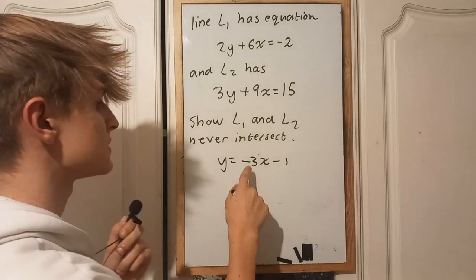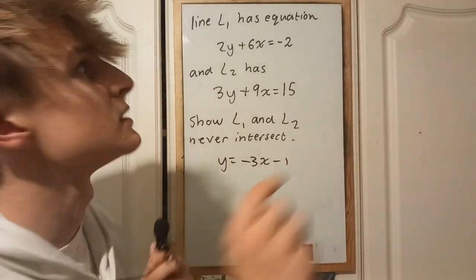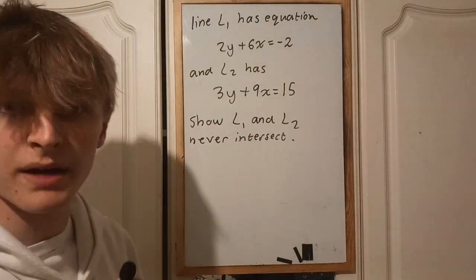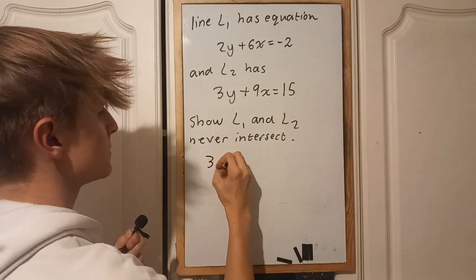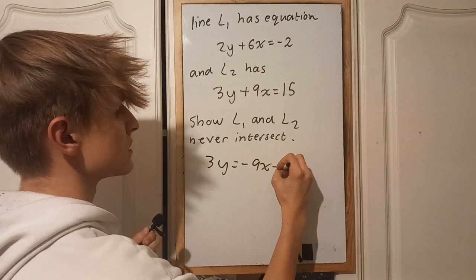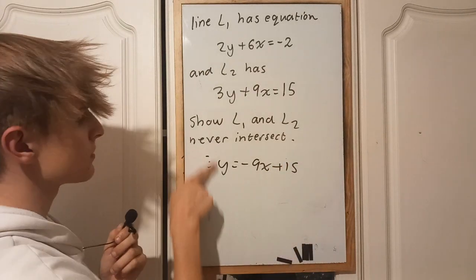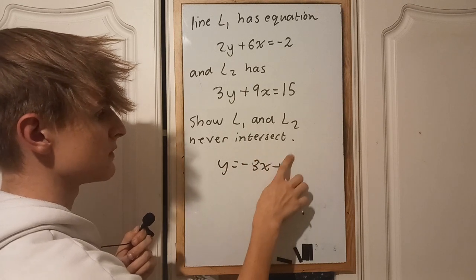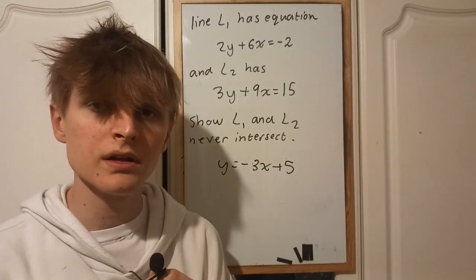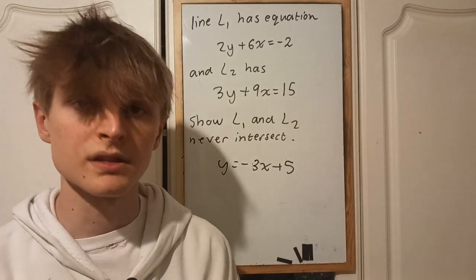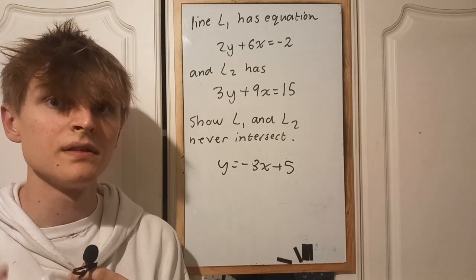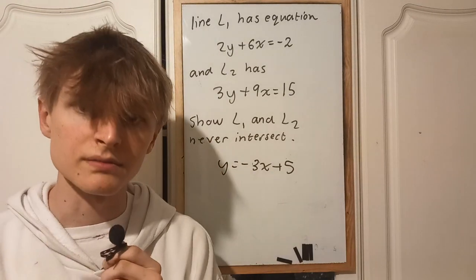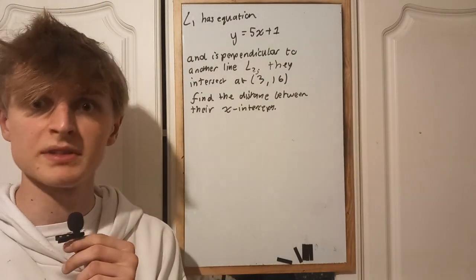So L1 has gradient negative 3. Let's check the gradient of line 2, and we'll hope that it's negative 3, and then we'll have shown that the lines are parallel. Moving the 9x over, we get 3y equals negative 9x plus 15. Bada bing, bada boom. Divide by 3, and you get that y equals negative 3x plus 5. So L1 has gradient negative 3, and line L2 has gradient negative 3. Because they have the same gradient, this must imply that L1 and L2 are parallel. Therefore, they must never intersect. Done.